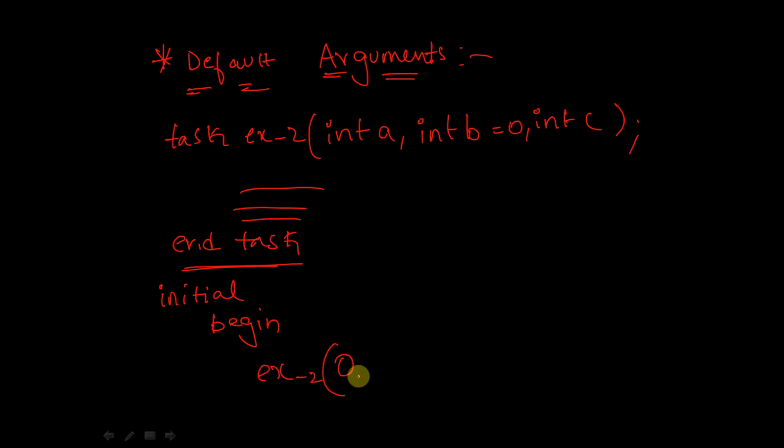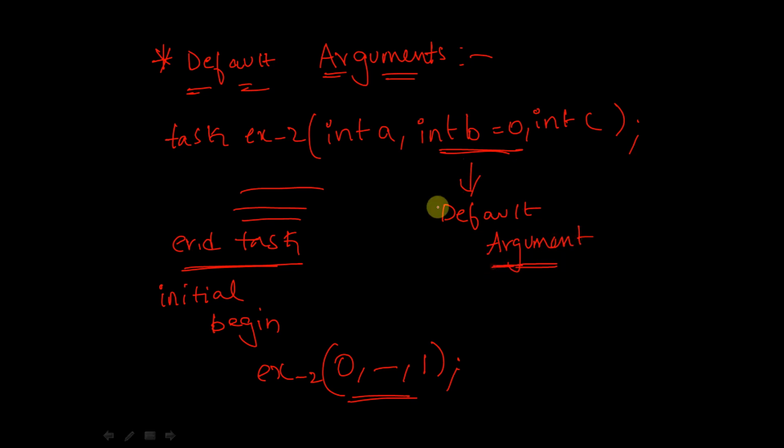I will pass the value 0, leave the second argument blank, and pass the third argument 1. If I leave the second argument blank, there will be no problem because by default there is some value declared. So it is a default argument. If we do not provide any value to this argument, there will be no error because it is already defined. Like this we can also declare default arguments. So these are the default arguments.